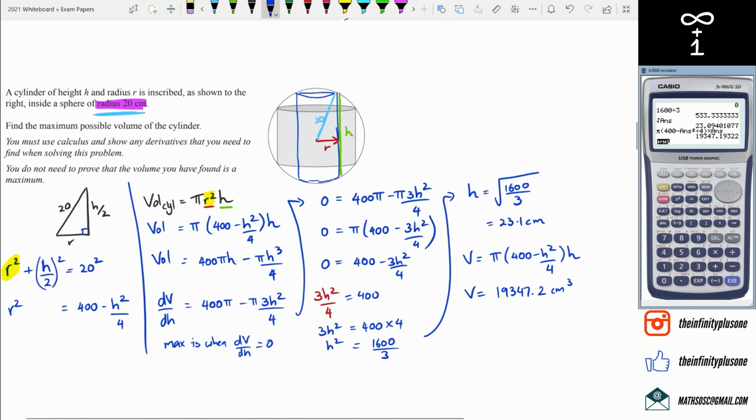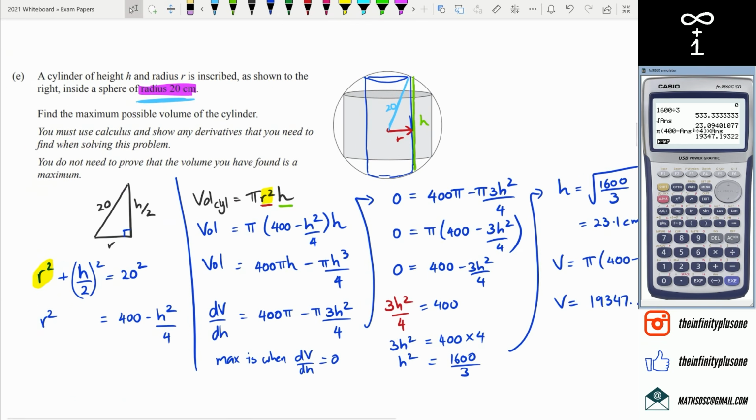So the key thing for this question is getting that initial equation right. This part is the most important part, because once you get that down, it's just bread and butter. Get rid of a variable, then differentiate, put it equal to 0, solve, and then you're pretty much good to go.